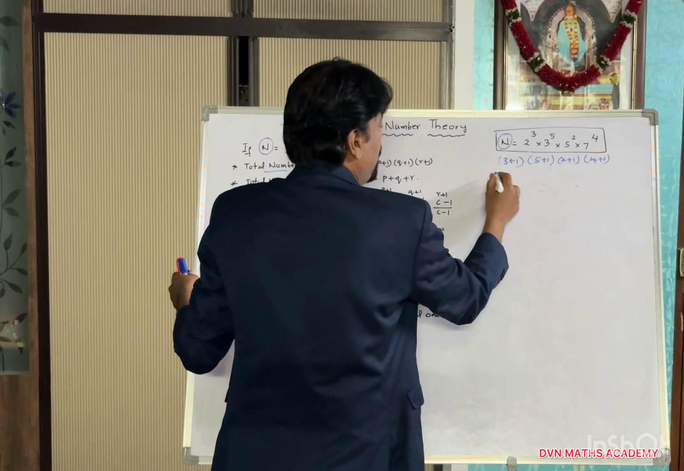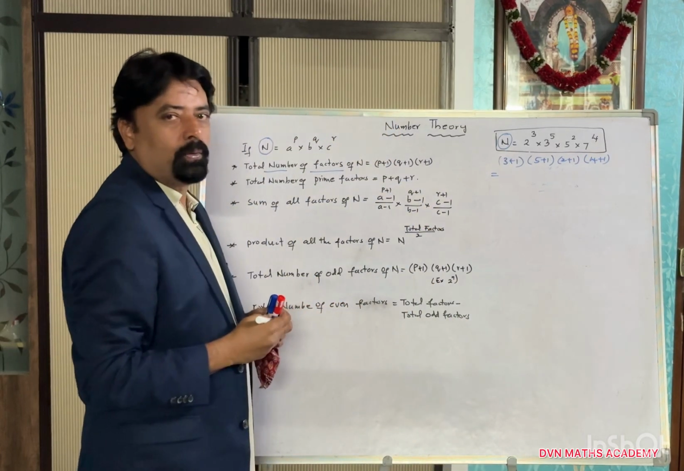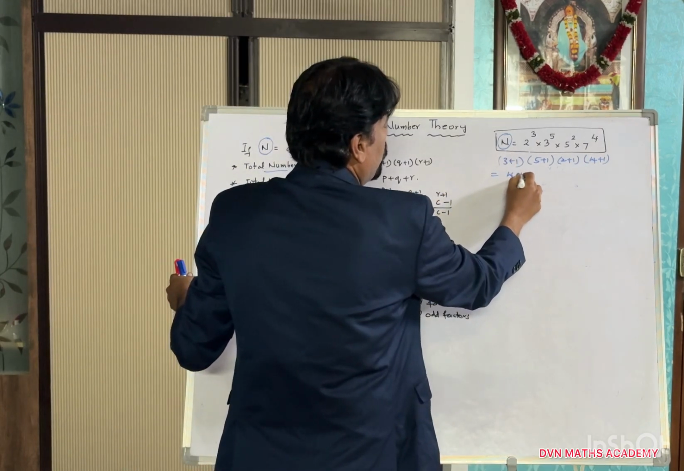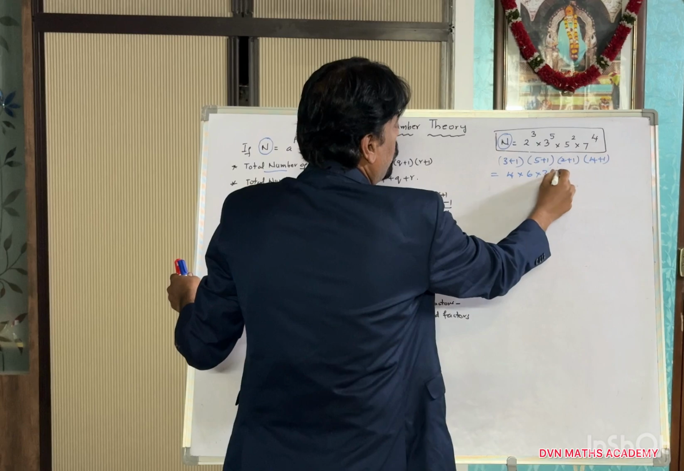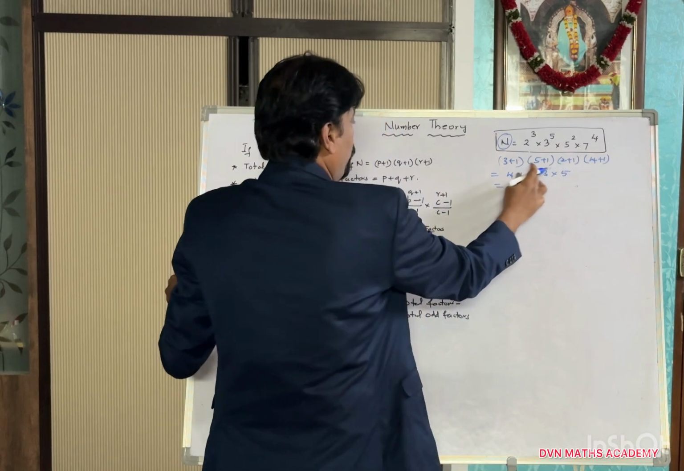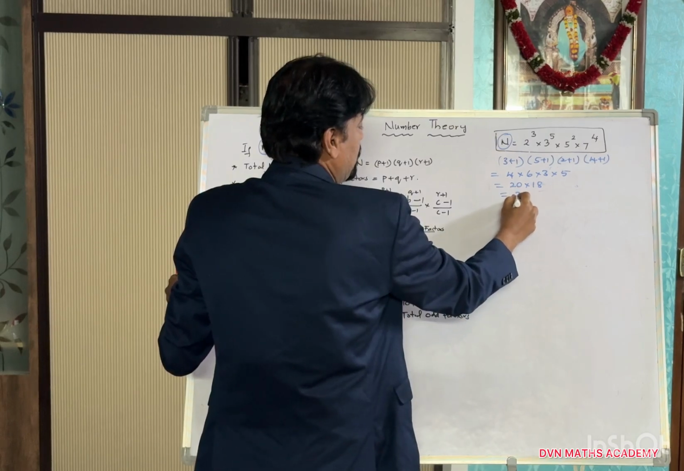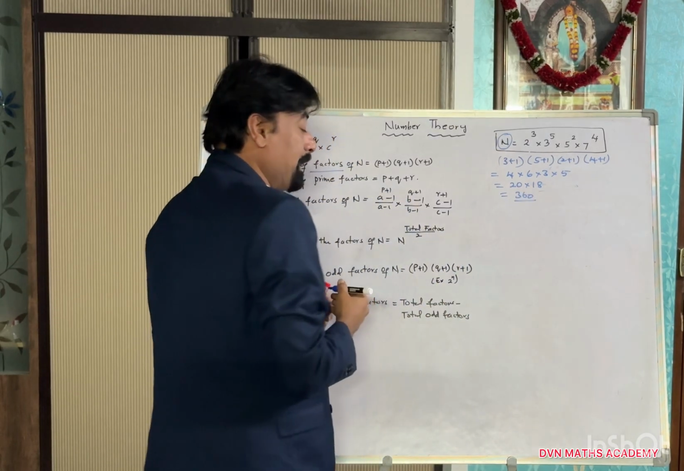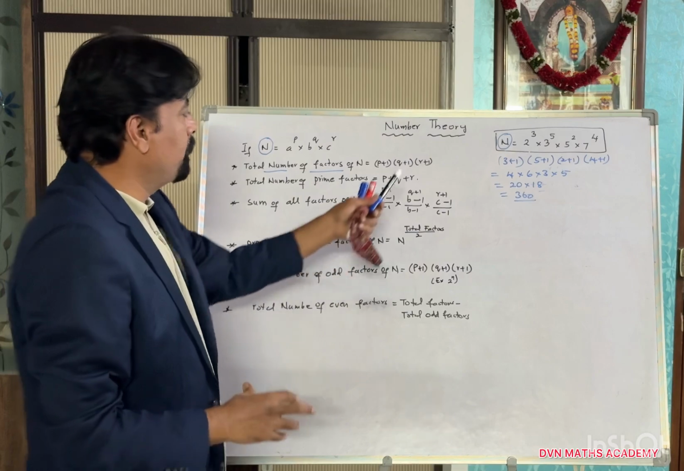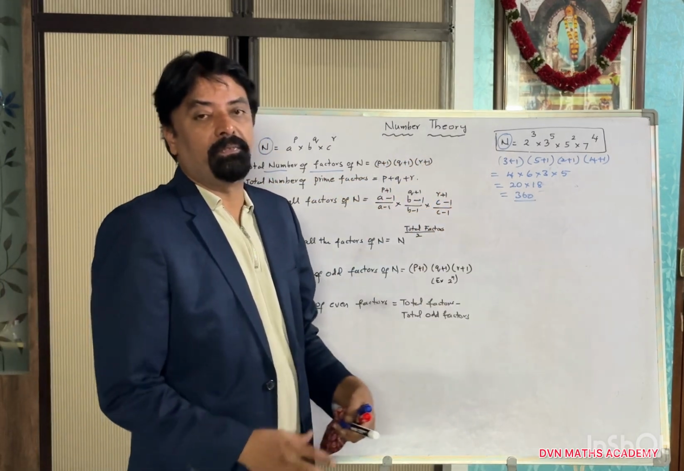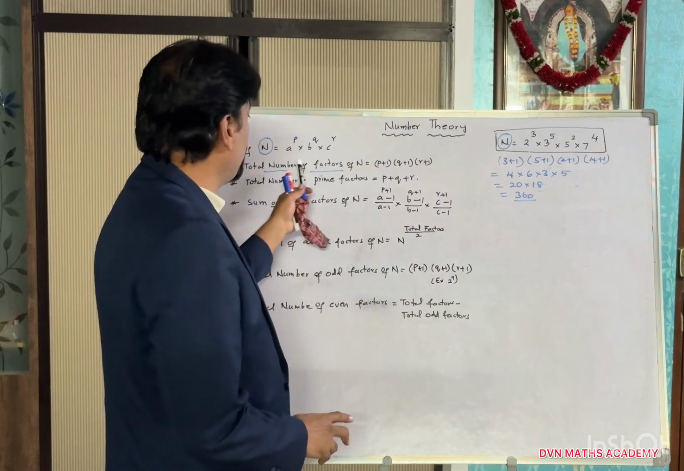If you multiply these values, you will get the total number of factors. So it is 4 into 6 into 3 into 5. You know that 4 fives are 20, and 20 into 6 into 3 is 360. So 360 indicates how many factors my number n has. 360 factors are there.